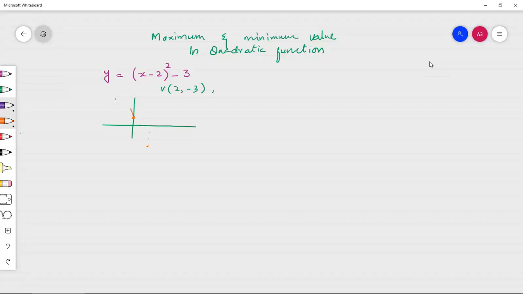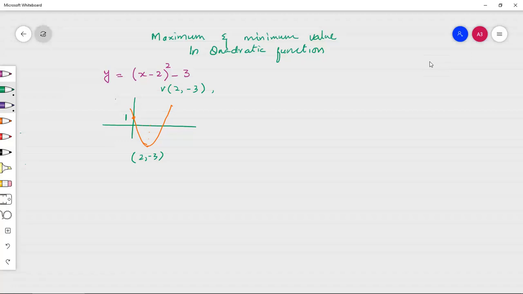So this graph would be like this one, because the coefficient of x square is positive, it will open upward. The vertex is 2 and minus 3, and its y-intercept is 1. If the graph opens upward, then the examiner always asks for the minimum value, because there is no maximum value in this graph. You can increase these two lines up to, it is just up to you.